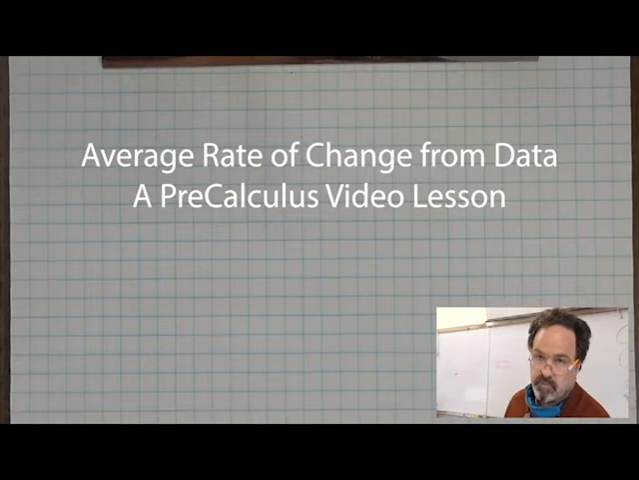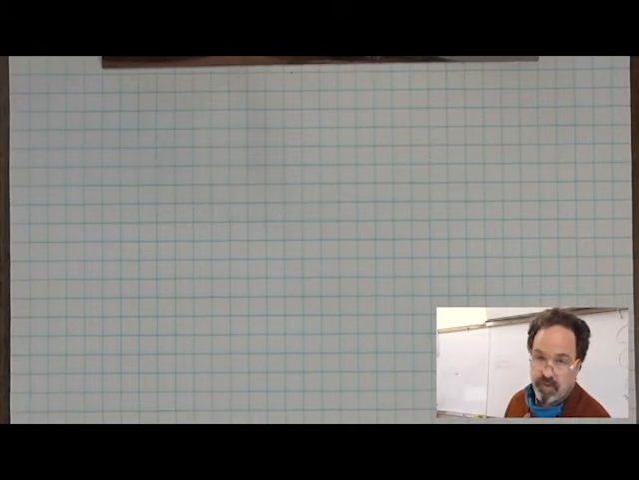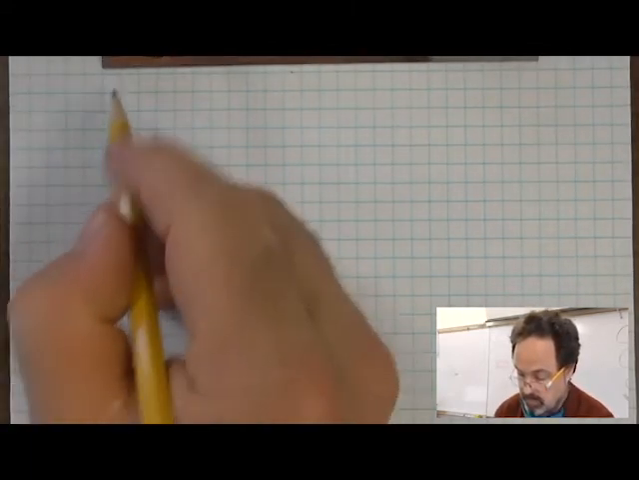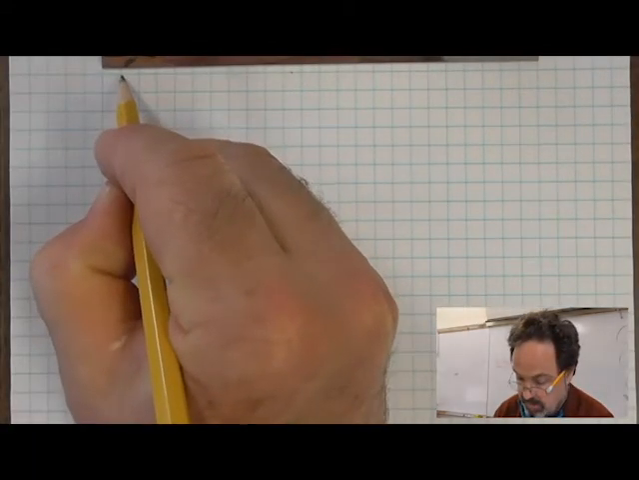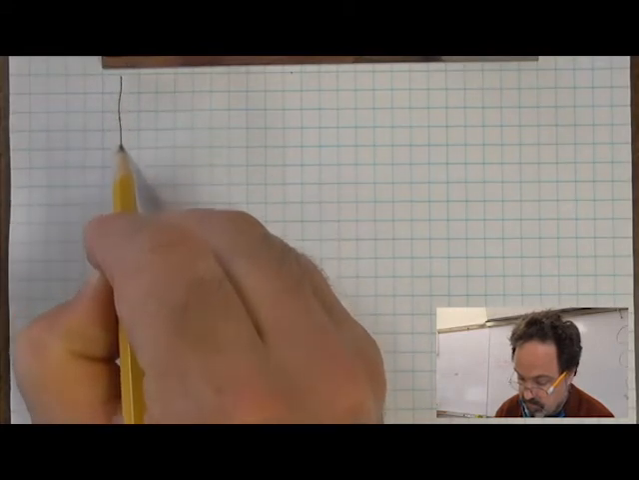We're going to develop the idea of average rate of change using data a little bit further. The lesson previous to this was called rate of change from data. To have something to use, I'm going to make a very simple data chart.